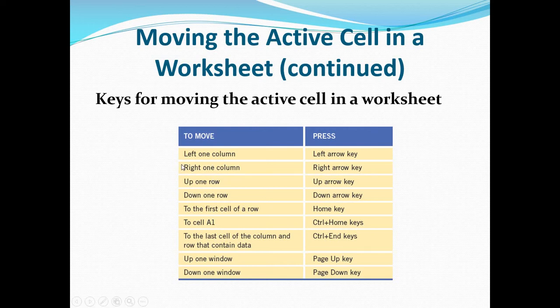If you want to go left one column, left arrow key. Right one column, right arrow key. Up one row, up arrow key. Down one row, down arrow key. If you want to go to the first cell of the row, press the Home key. To cell A1, press Ctrl plus Home key. To the last cell of the column, press Ctrl plus End key. Up one window, Page Up key. Down one window, Page Down key.